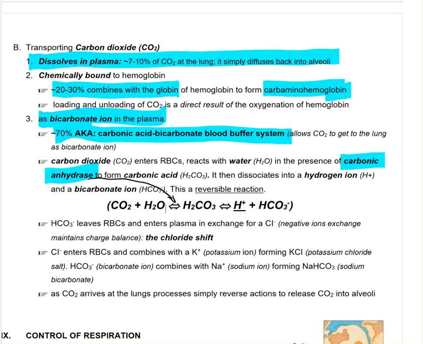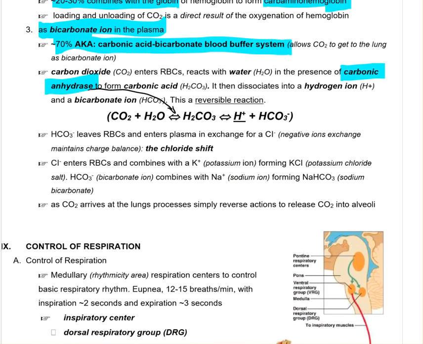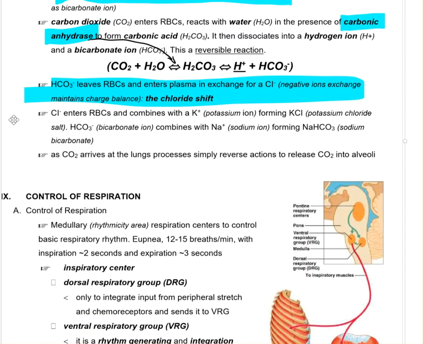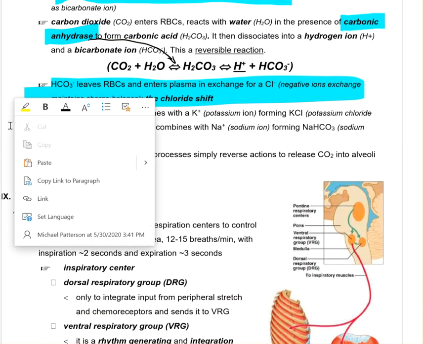Now, going back to our notes, that's what this last part says. Bicarb leaves the red blood cell and enters plasma in exchange for a chloride. Negative ions exchange to maintain the charge balance. We call this the chloride shift. And this isn't even shown. We'll just put a little "not shown" here. But we can continue the story, I guess.